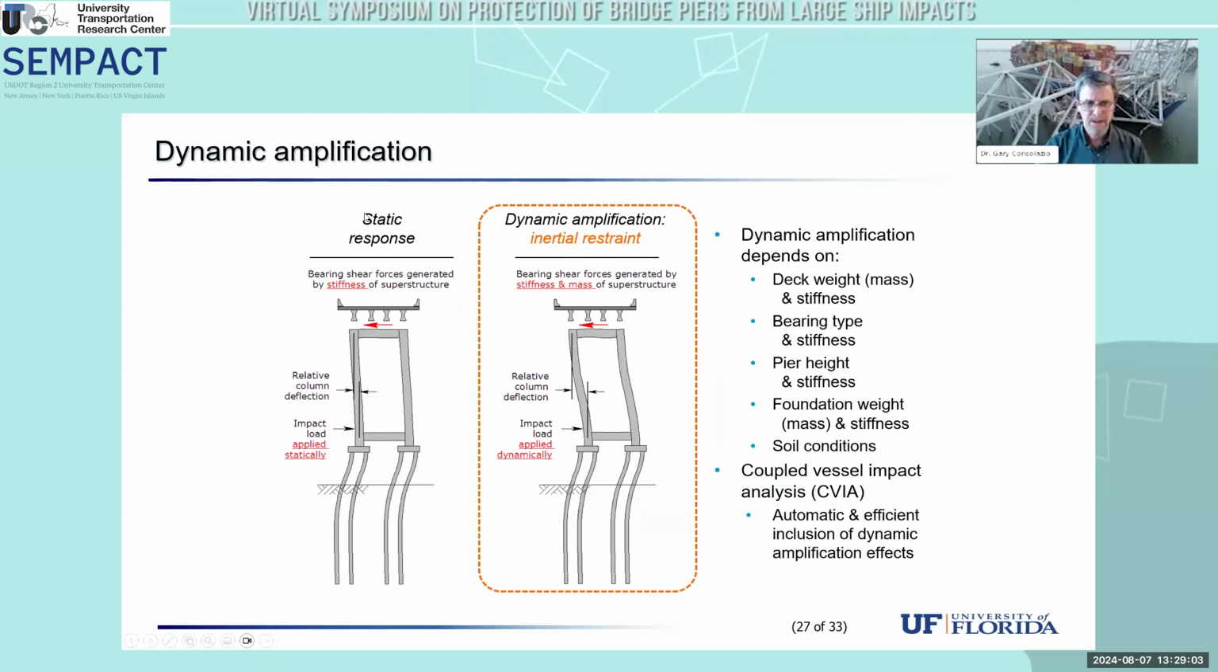So before I talk about that, let me talk about the static response. The static case is shown on the left, where we include the superstructure stiffness, and we apply the load statically, and we get some relative deflections within the pier, and those relative deflections give rise to moments and shears and demands. In the dynamic case, the inertia, the mass of the superstructure, produces an increased restraint at the top of the pier, which amplifies the relative deflections within the column and amplifies your design forces, as I just showed you on the previous slide. That amplification level is very structure dependent.